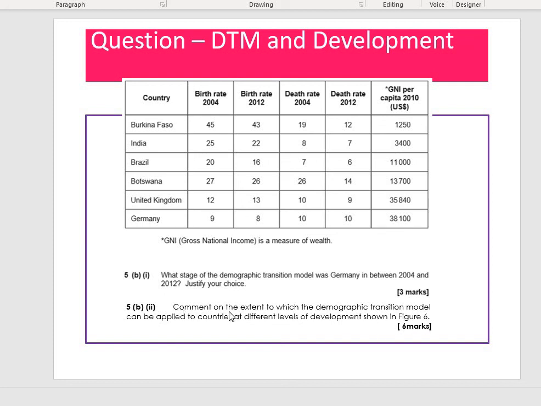And it's one of these comment on the extent. So you are saying how much. So it's either, yes, I think it can always be applied. No, I don't think it can. Or sometimes it can, sometimes it can't. Sometimes other things are involved, like culture or politics. Okay, you can use some of the examples that we have talked about in the lesson today.